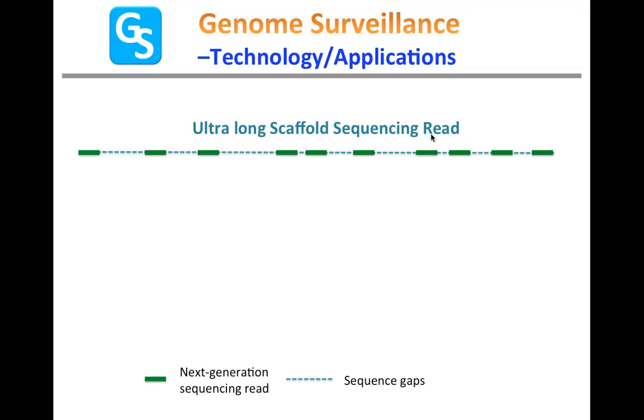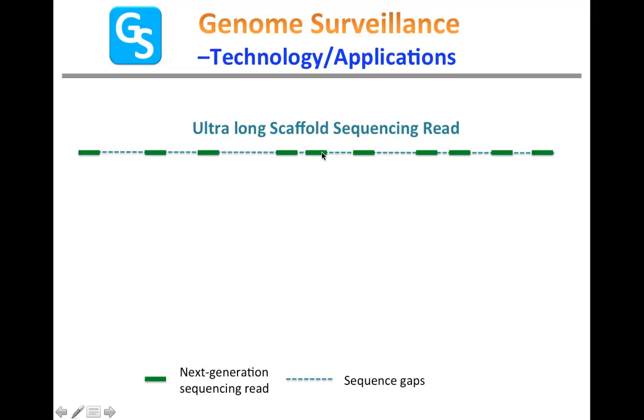The product of genome surveillance is ultra-long scaffold sequence. Each ultra-long scaffold sequencing read consists of multiple linked and ordered next-generation sequencing reads, like this graphic shows. The green bar stands for next-generation sequencing reads. The dashed blue line stands for the gap between the next-generation sequencing reads.